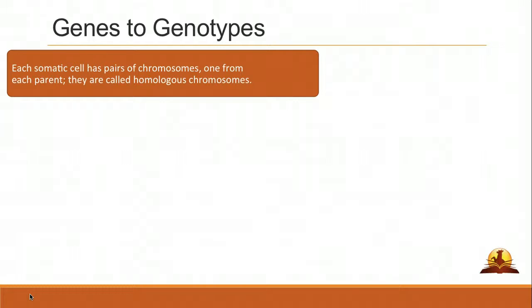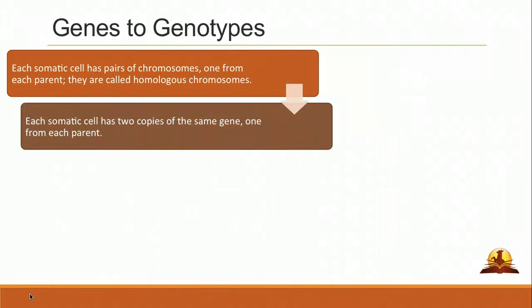First of all, a somatic cell, somatic meaning a body cell, or basically any cell that's not a sex cell, has pairs of chromosomes. We talked about chromosomes, and these pairs of chromosomes, you get one from each parent, one from the mom and one from the dad, and those are called homologous. Homo, the prefix meaning the same, so the same kind of chromosome, one from the mom and one from the dad. Each cell has 2 copies of the same gene.